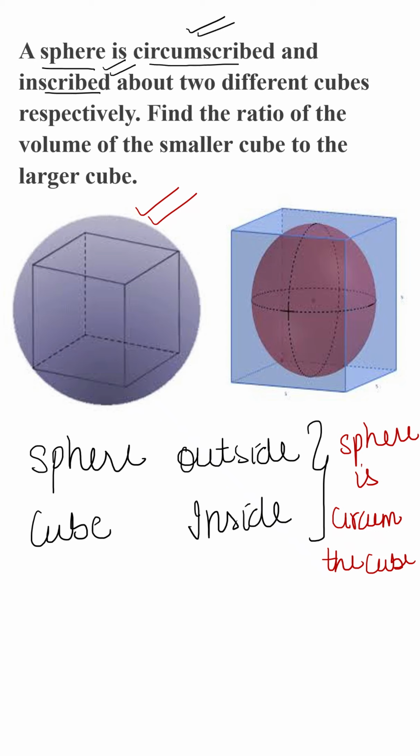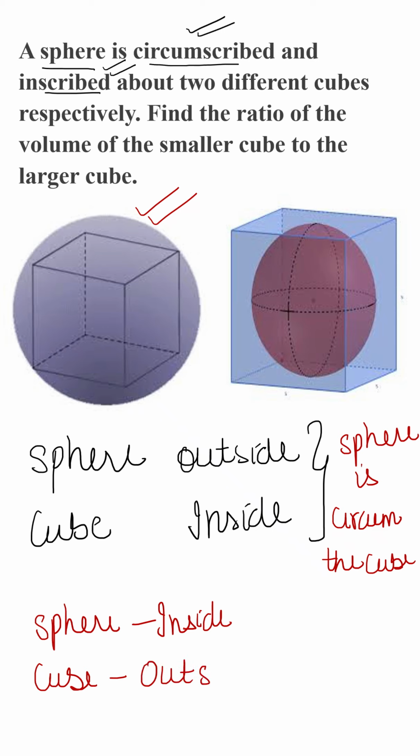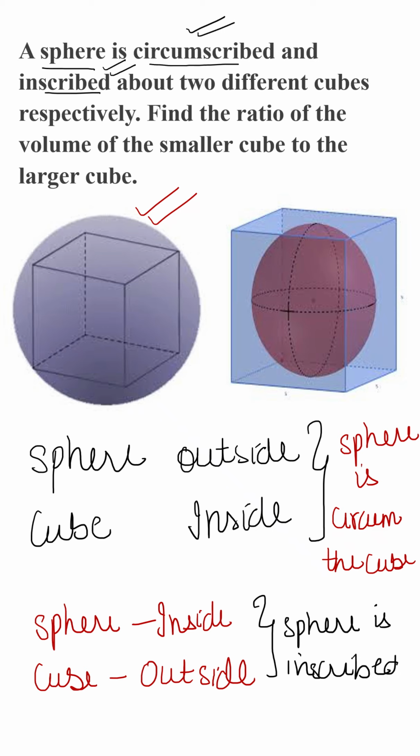The second is when the sphere is inside and the cube is outside, then we call it sphere is inscribed in a cube. So this is the scenario.